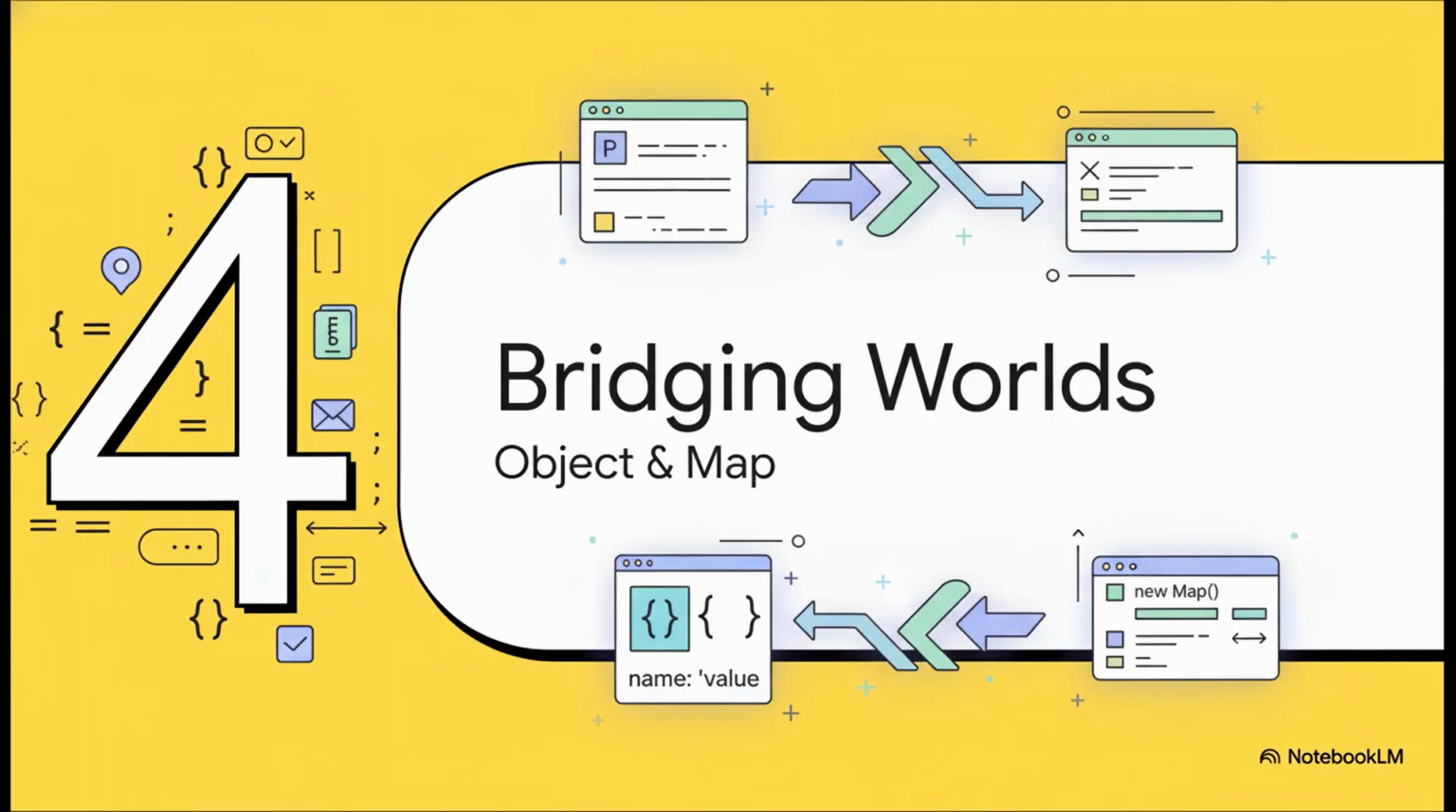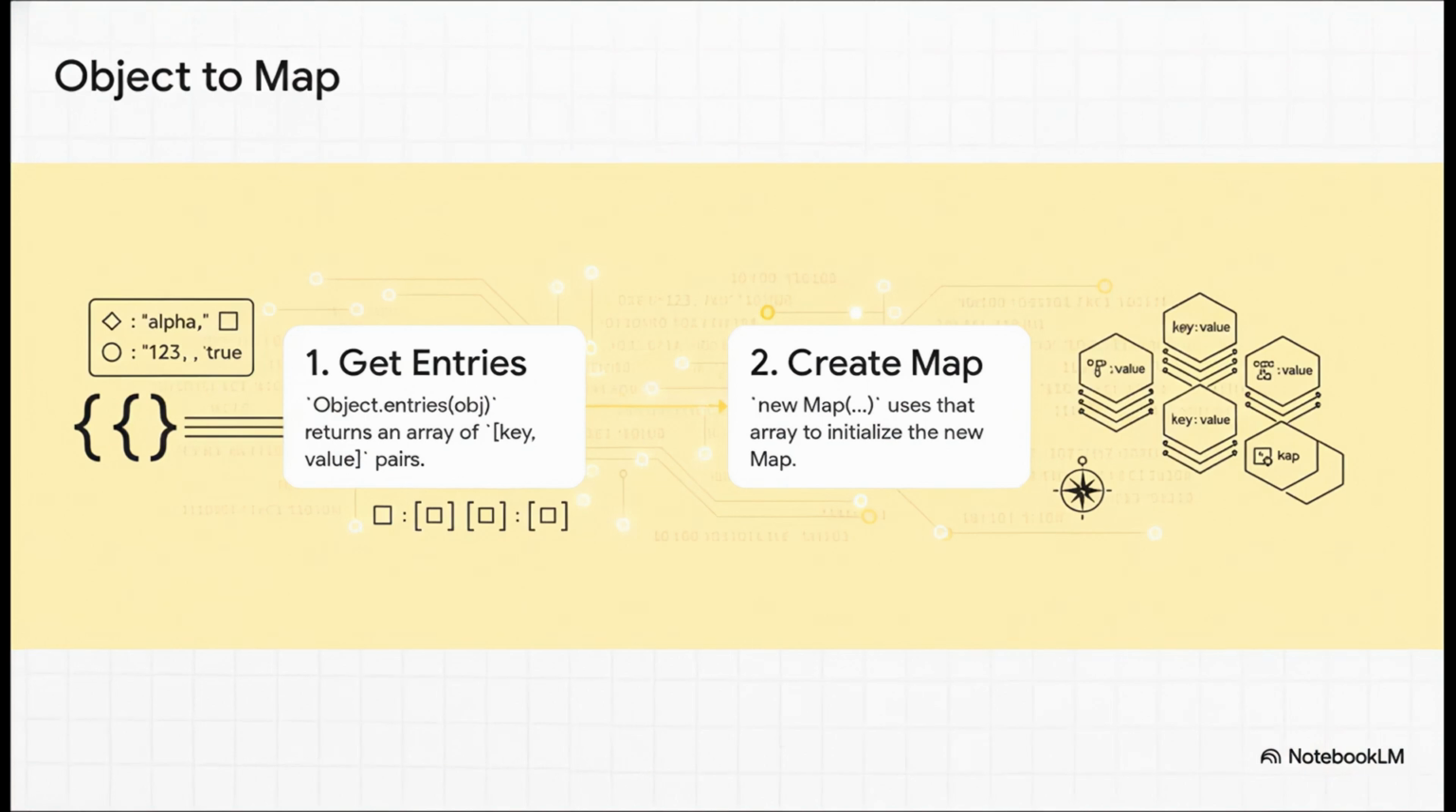Now I can kind of hear you thinking, this is cool and all, but a lot of my code and the libraries I use, they all expect plain objects. And that's a totally valid point. Luckily, it's incredibly easy to convert back and forth between these data structures. So say you've got an existing object that you want to upgrade into a map. You can do it in literally one line.